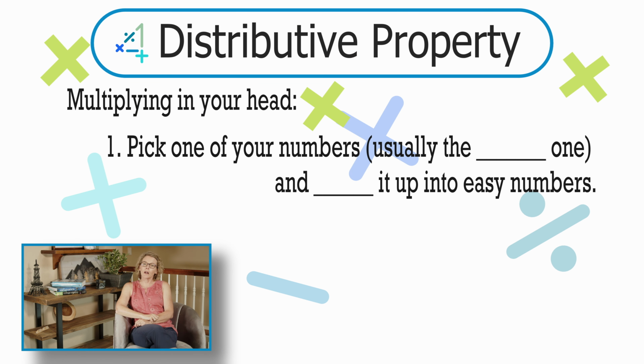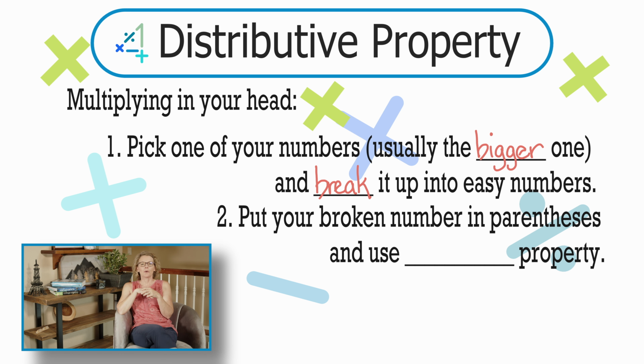First, pick one of the numbers you are multiplying, usually the bigger number, and break it up using plus or minus into easier numbers. I define easy numbers as any single digits or numbers with zeros on the end. Second, put your broken up number, if you remember expanded form from a long time ago, that's what we're doing, in the parentheses and use the distributive property to solve.